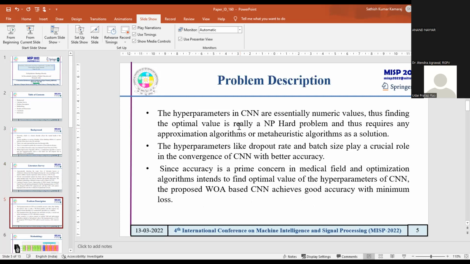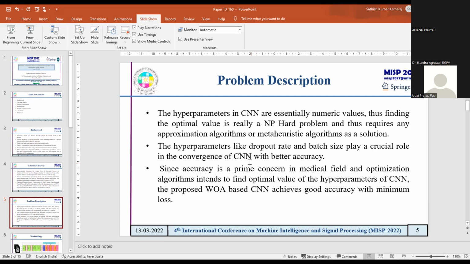The main problem that we have taken here is that the hyperparameters in CNN are essentially numeric values. Thus finding the optimal value is really an NP-hard problem, and thus requires approximation algorithms or meta-heuristic algorithms as a solution. Also, hyperparameters like dropout rate and batch size play a crucial role in the convergence of CNN with better accuracy.